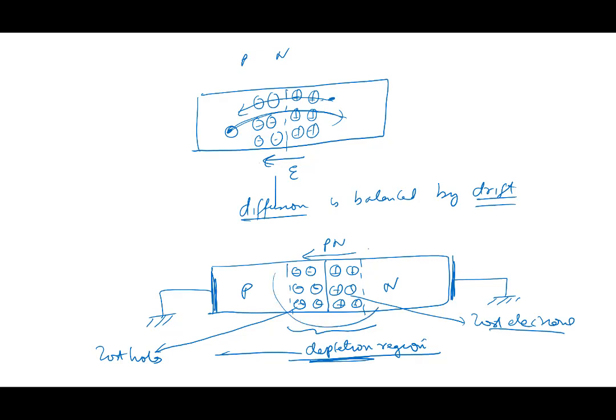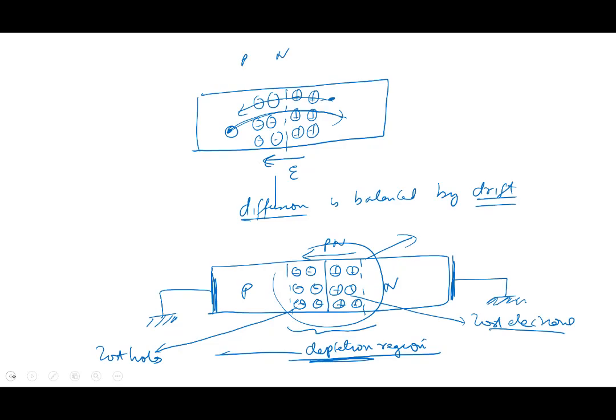So there is a potential inside the junction. But we have not applied anything. The potential has come about because of some exchange of charges. And that's why we call this potential the built-in potential. It is built into the diode. It's not because of something external, it's built into the diode.